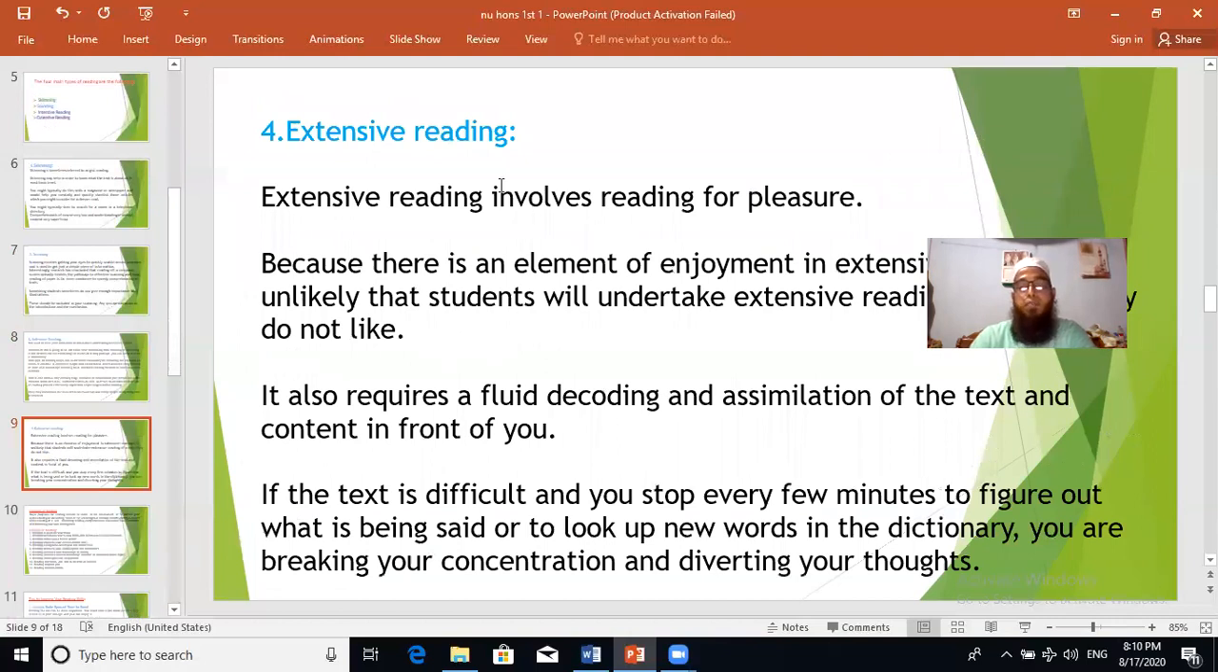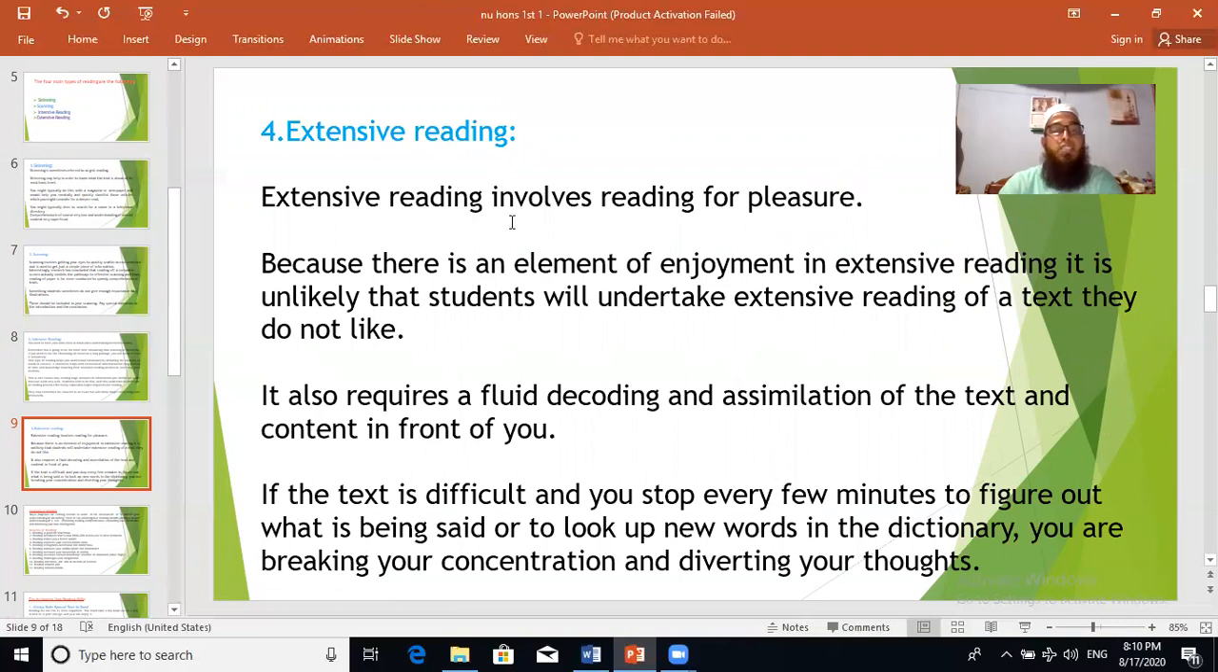Extensive reading. This reading is for pleasure. Extensive reading involves reading for pleasure. Because there is an element of enjoyment in extensive reading, it is unlikely that students will undertake extensive reading of a text they do not like. It is true that a text which you don't like, you will not feel like reading. So you must have interest in reading. You will read if you find pleasure in a text.